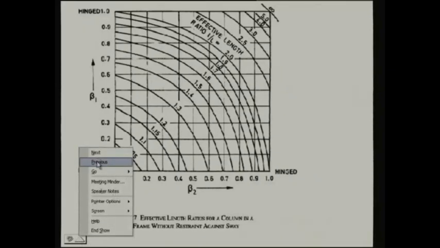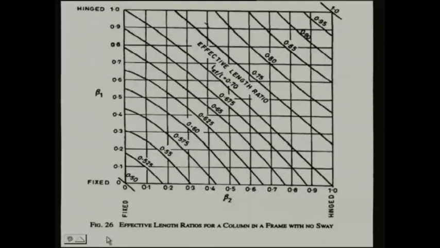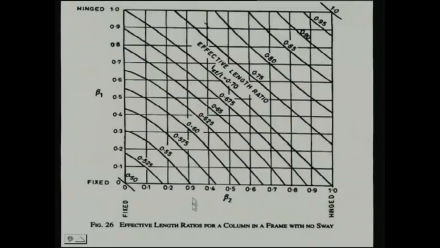So, we shall go to the previous one, figure 26. Here we have the top one, say beta 1 0.43, beta 2 say 0.6. So, beta 1, say 0.43, will be somewhere along this line, and beta 2, say 0.6, will be somewhere here. Wherever they cut, there are different lines, and from there we can get the ratio. From figure 26, we have to select the figure according to which case you are considering, whether without sway or with sway.